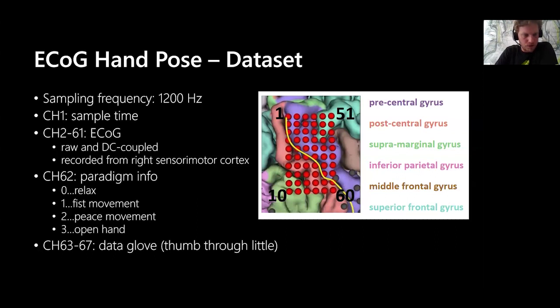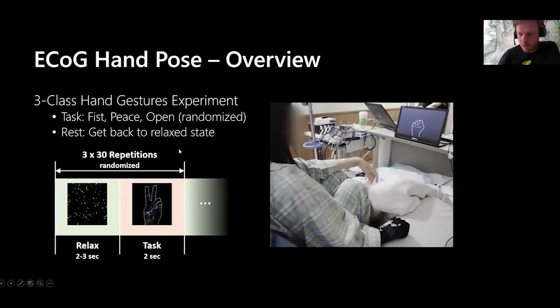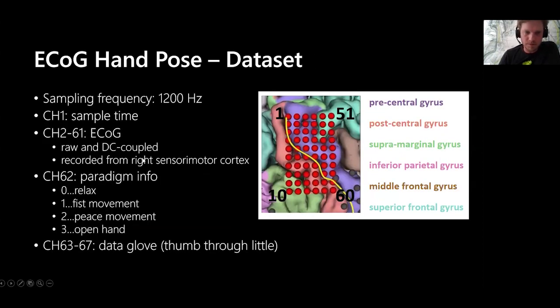The data is recorded raw and DC coupled, so there is no processing whatsoever being done to the data. And it was recorded from the right sensory motor cortex because the patient was moving the left hand. Well, actually, that's not true. It was moving the right hand, so it was recorded from the left sensory motor cortex. Sorry for that. So it was contralateral.